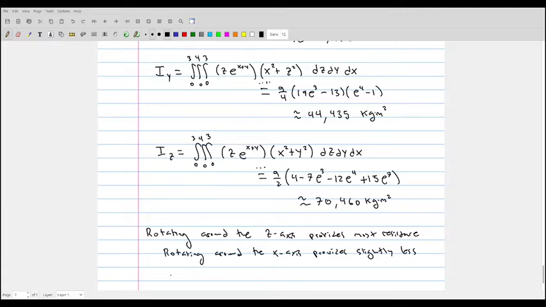And the least amount of resistance to rotation is the y-axis. That's the easiest axis to rotate this object around because it has the smallest moment of inertia, and it's much smaller than either Ix or Iz. So the least amount of rotational resistance is the y-axis.